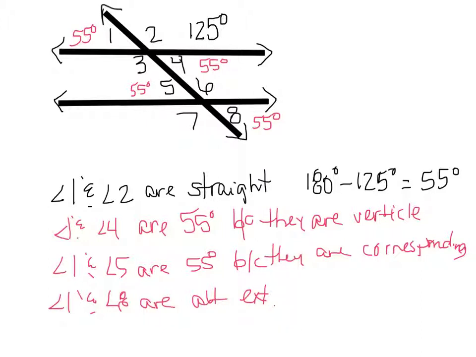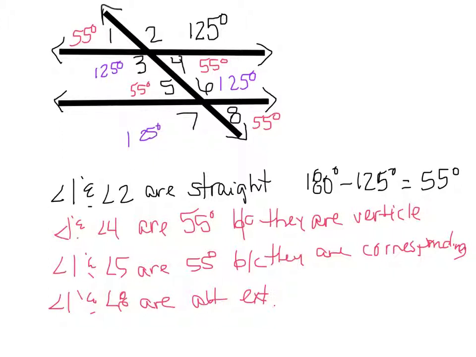What about number 6? What would number 6 be? 125. Why? Because 2 and 6 are corresponding angles. What about 3 and 7? They're both 125. Why? Because 3 and 2 are vertical, and 3 and 7 are corresponding. So very good figuring those out.